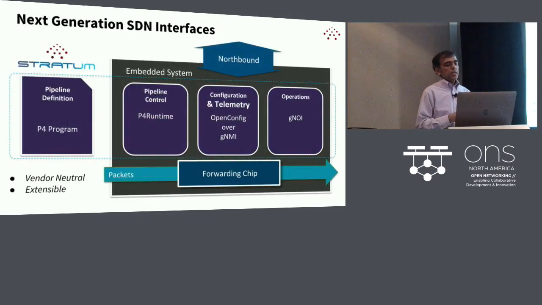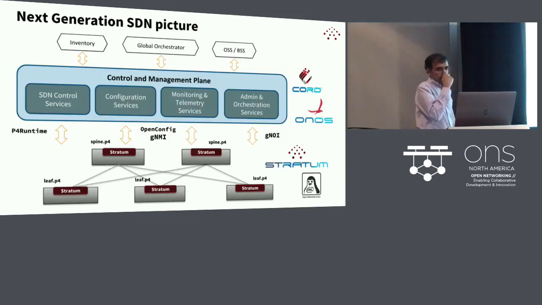So putting it all together, you have a Switch OS, and this is what the Stratum agent gives you, which is the set of services in gNOI, gNMI, and then the P4 runtime service for the control plane. And this gives you the next-gen SDN picture where you have a heterogeneous set of devices all running Stratum, talking to a generic SDN controller that is then talking to Stratum using the interfaces that we just talked about.